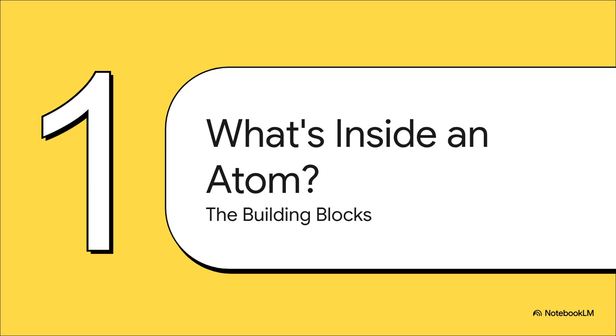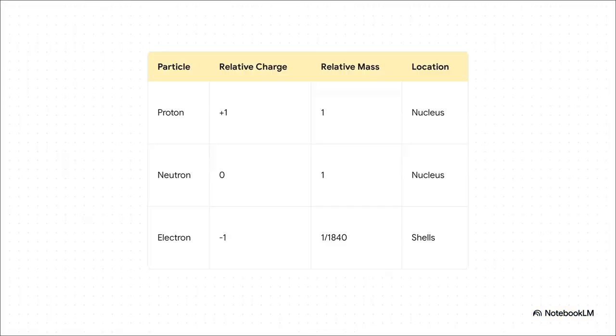What is an atom even made of? Turns out it's got 3 key building blocks. This table lays it all out perfectly. Right in the center, in that dense core called the nucleus, we find the heavy guys, the positive protons and the neutrons. Then, whizzing around the outside in these paths called shells are the tiny negative electrons. And just look at the electron's mass. It's practically nothing compared to the other two.